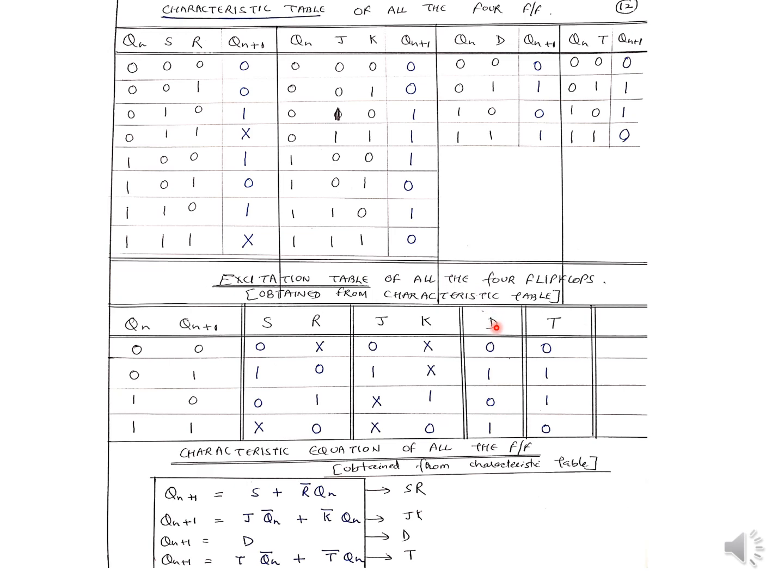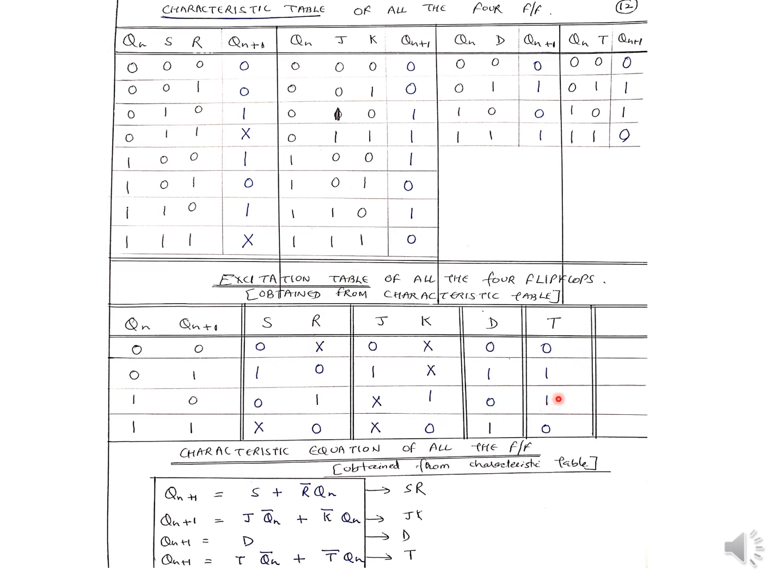For D flip-flop it is the same as the next state, so it is 0 and 0, 1 and 1, 0 and 0, and 1 and 1. It is just the same. For T flip-flop you have to remember the output of the XNOR gate, 0 1 1 0. So you have to remember this 0 1 1 0. So please remember the excitation table of all the 4 flip-flops.